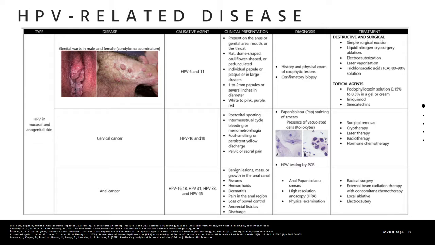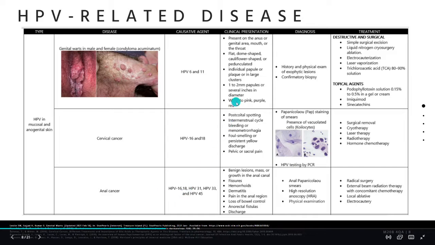There are also several types of HPV in mucosal and anogenital skin. These may include genital warts in males and females, technically called condyloma acuminatum. Under this type are cervical cancers and anal cancers. And the causative organisms for genital warts are the ones we talked about earlier, HPV 6 and 11. For cancers, mainly HPV 16 and 18, and some other types for anal cancer.